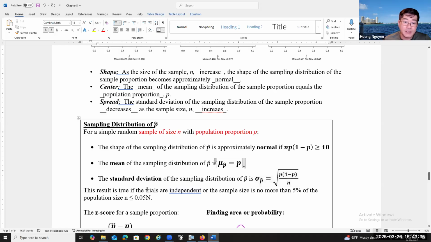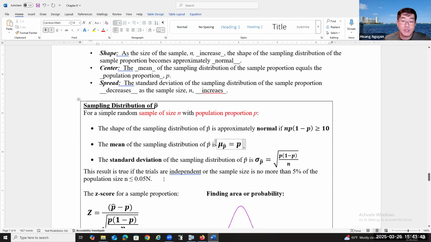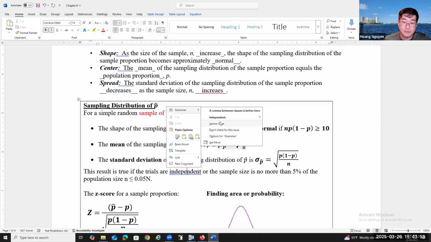So the results of this are true if the trials are independent or the sample size is no more than 5% of the entire population. So you want to make sure that the individuals in the sample are independent, or the sample size is no more than 5% of the entire population.